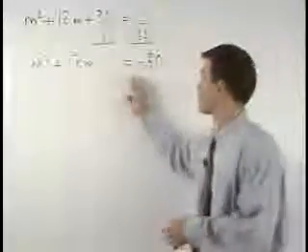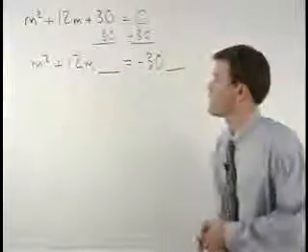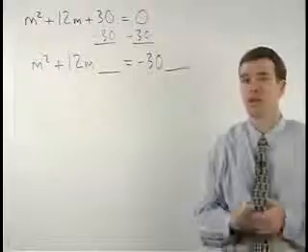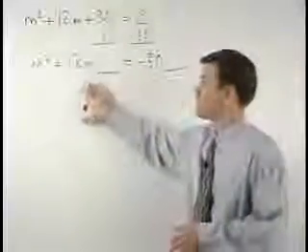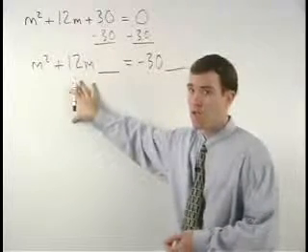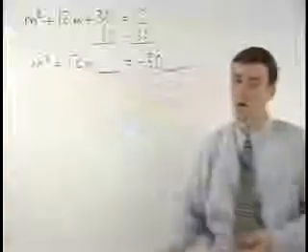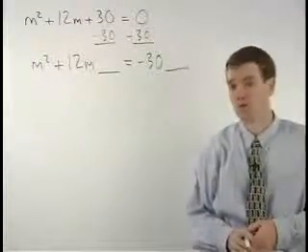Notice that I've left room for a space on each side of the equation. The number that goes in each space is the number that we need to create a perfect square trinomial on the left side of the equation. The question is, what is that number? Well, it comes from a formula.